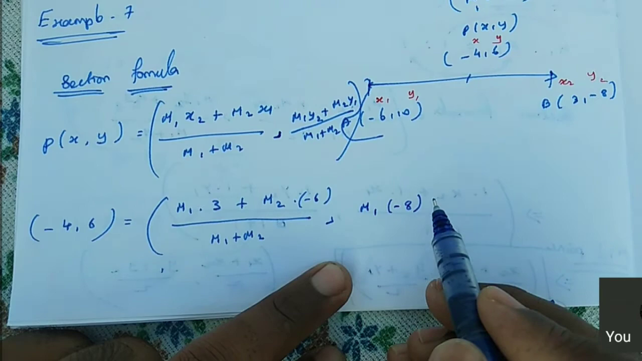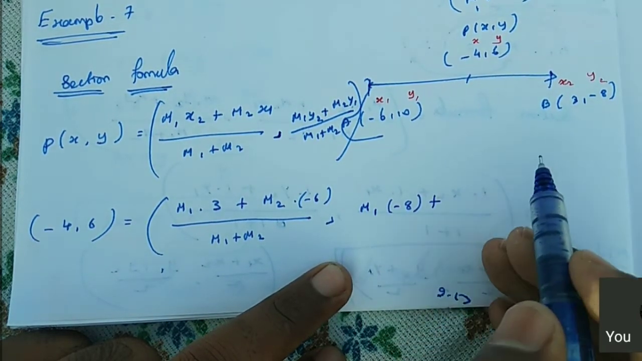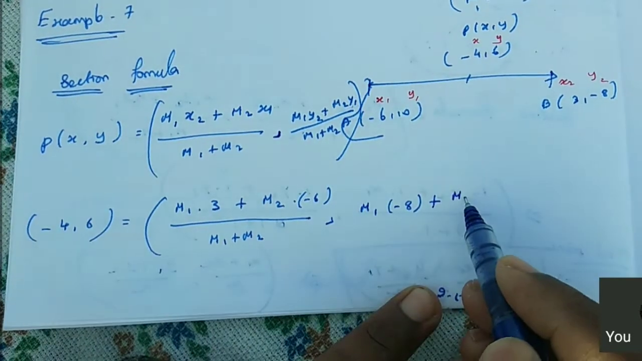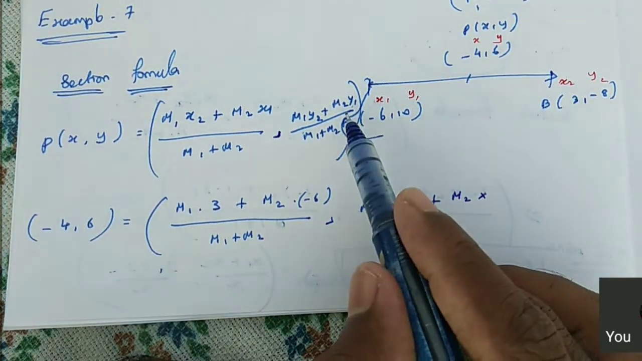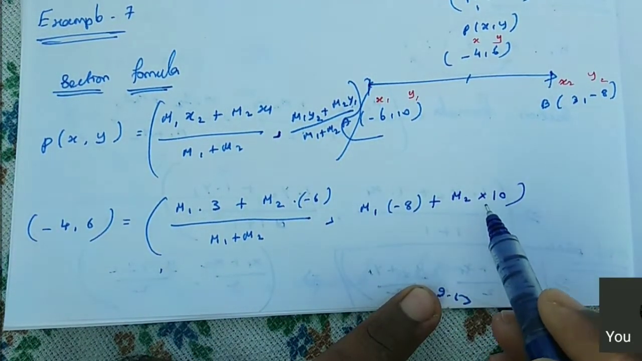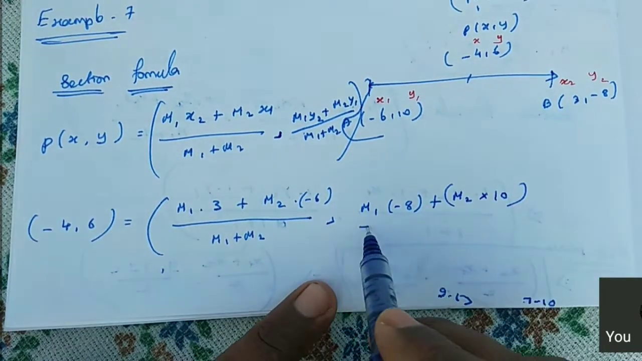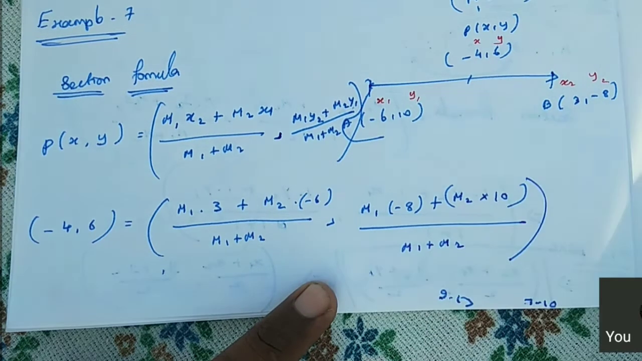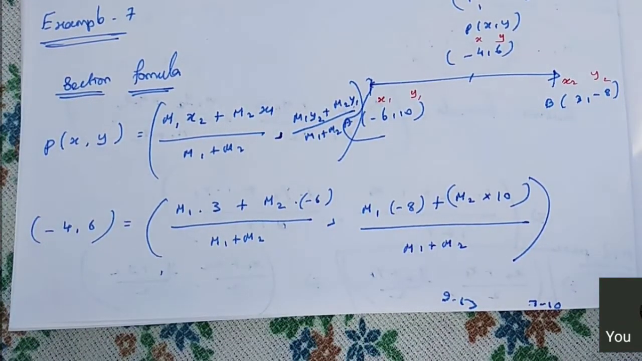Minus 8. Plus m2, what is the m2 here? We don't know. m2 into the y1 value, 10 here, divided by m1 plus m2, and close the bracket. Are you clear?